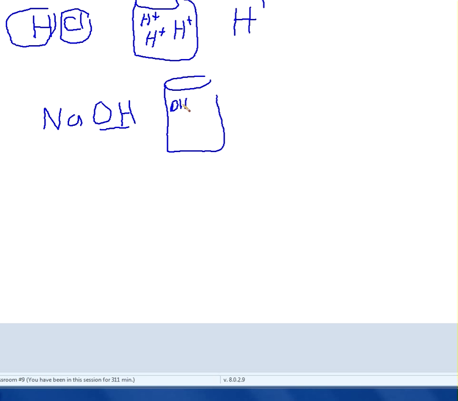Now, the more that breaks apart when you put a base into water, and remember this is just one example of a base, if you have a lot of OHs, it's a strong base. And if you only get a couple of OHs because of the dissociation, there's not as much from your base in the water, then it's just a weak base. So the more OH minuses that you have, the stronger the base. So here we have OH.